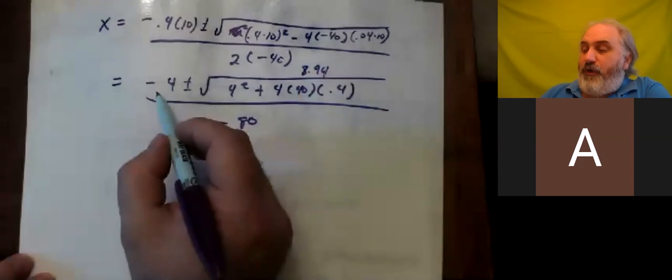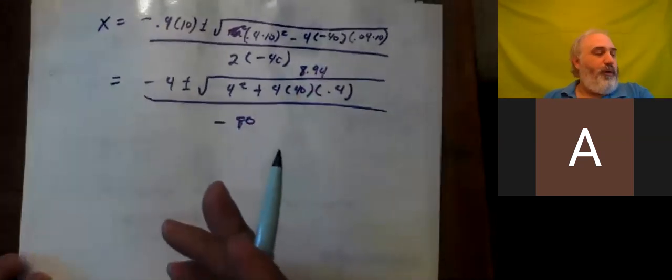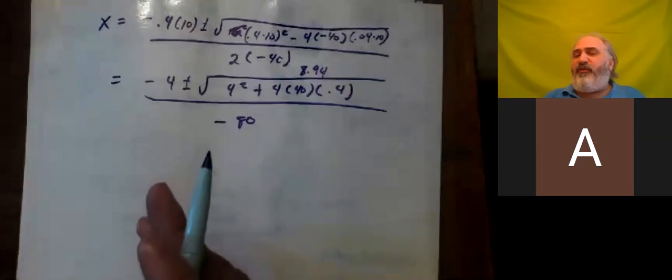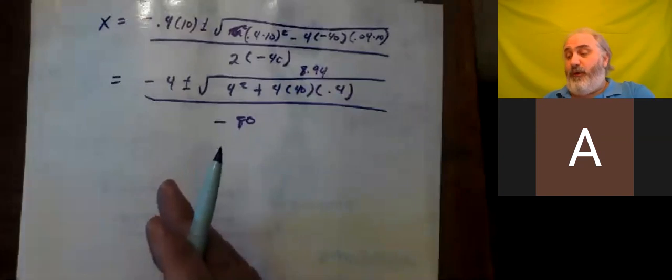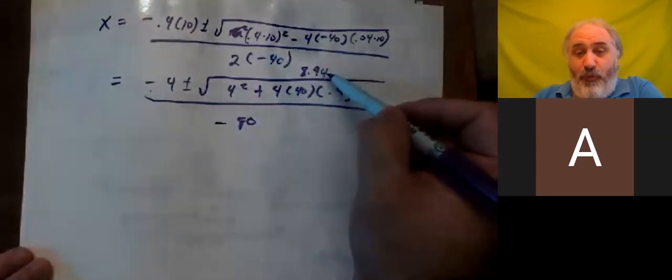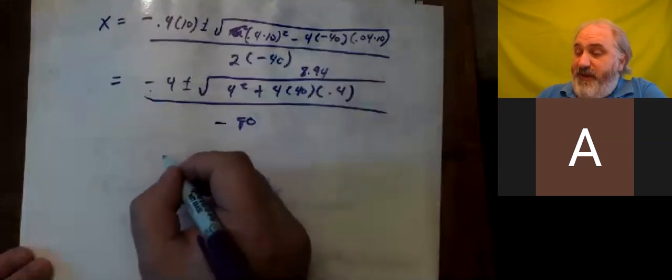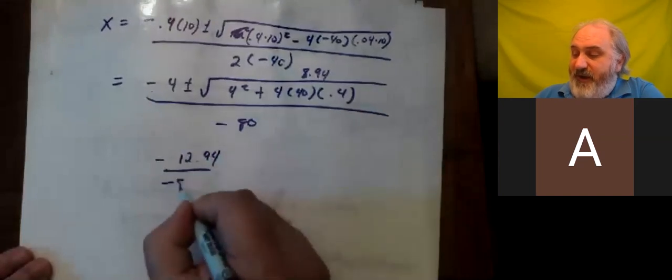8.94 minus 4 divided by negative 80. That's going to give me a negative value for R2. But that's stupid because R2 is a distance. It can't be negative. That's dumb. So I ignore that one. The other one is negative 4 minus 8.94. Well, that's going to be negative 12.94 divided by negative 80.